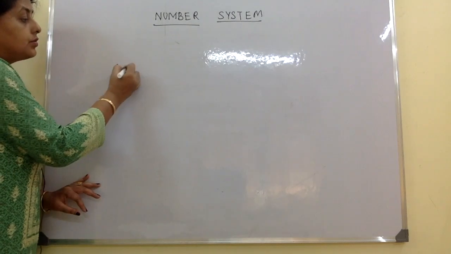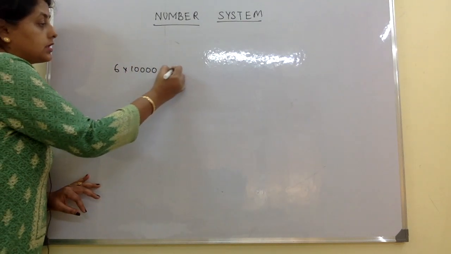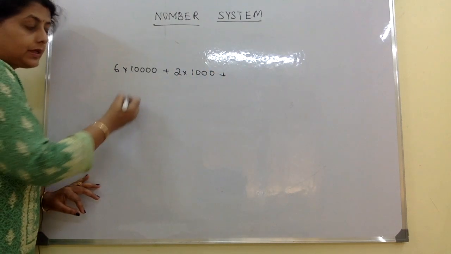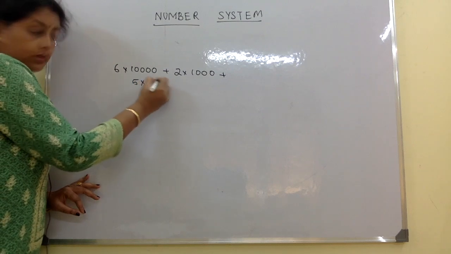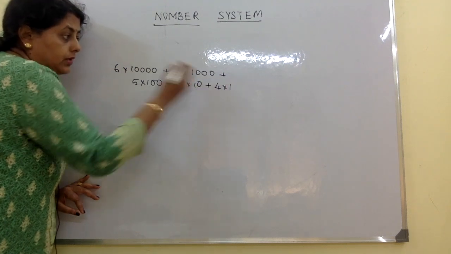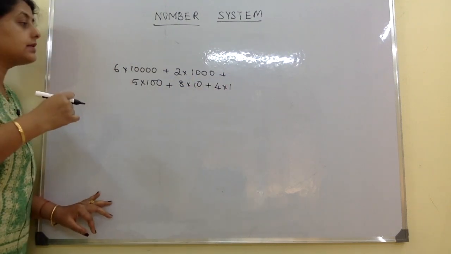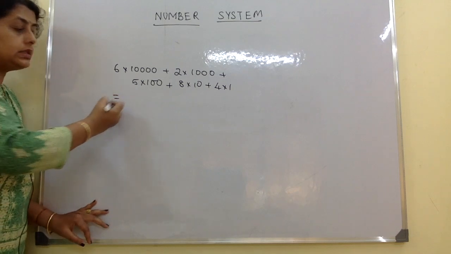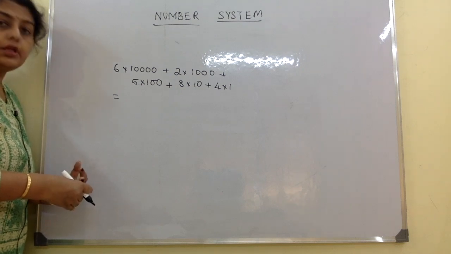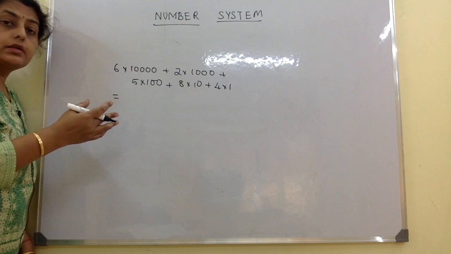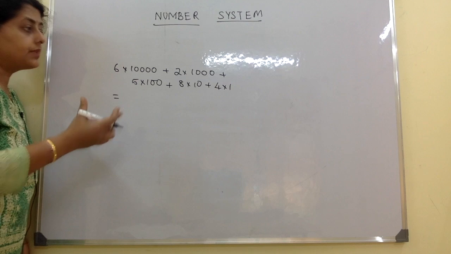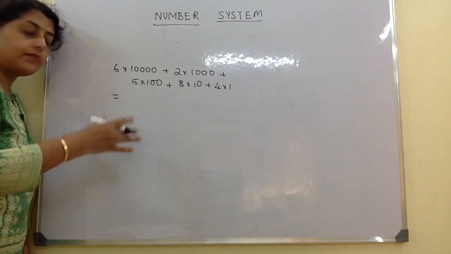It is 6 into 10,000 plus 2 into 1000 plus 5 into 100 plus 8 into 10 plus 4 into 1. Okay, now I am going to write them in numeral form from the expanded form.